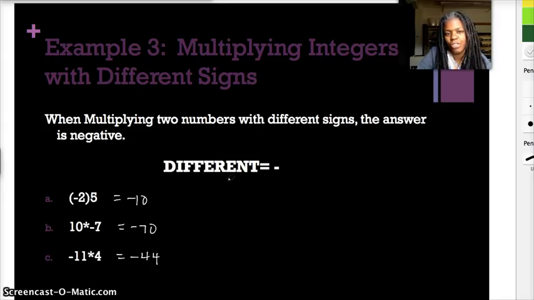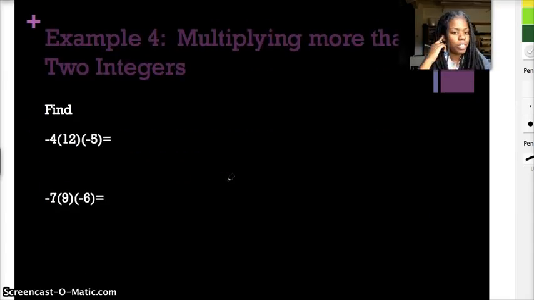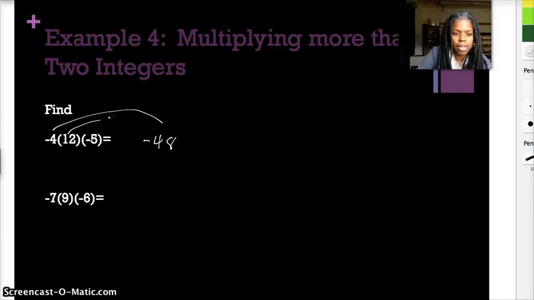Again, when the signs are different, your answer is negative. Here, we're going to multiply more than two integers, so here's where we need to make sure that we are only talking about multiplying two when we use our rules. So when I multiply this positive times this negative, I'm going to get a -48 for these guys. This one times this one, right? -4 times 12. And then when I multiply that by a -5, I'm going to get a positive 240.